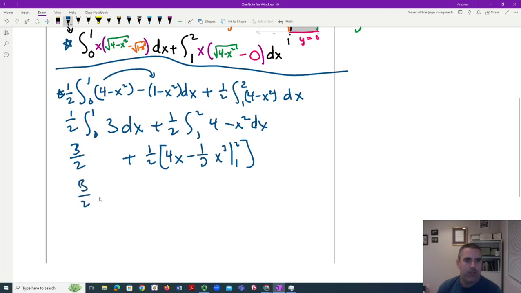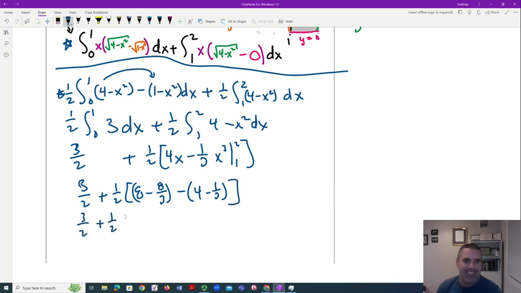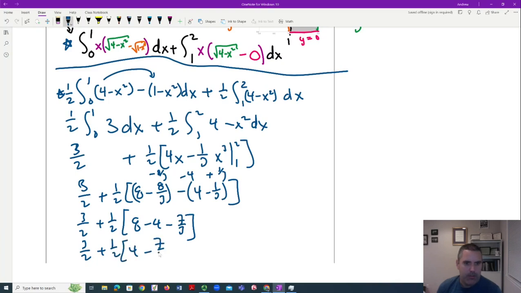Let's see. So we're going to do 3/2 plus 1/2, 8 minus 8/3 minus 4 minus 1/3. All right, I'm getting kind of tired of the calculation here. 8 minus 8/3 minus 4, so it's going to be a minus 4, and then plus 1/3. This is going to be minus 7/3. So it's going to be 3/2 plus 1/2, 4 minus 7/3, and on we go.